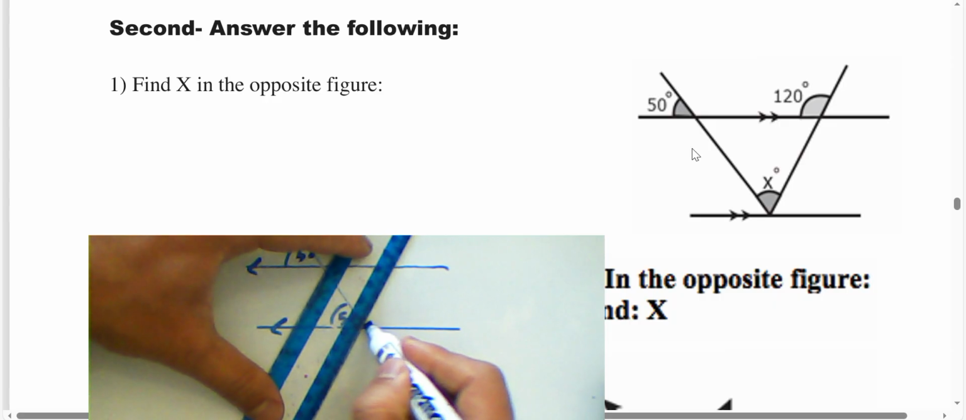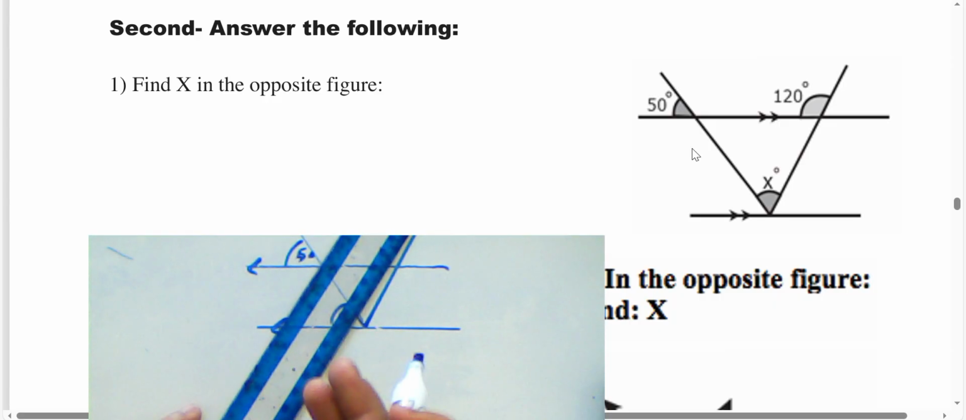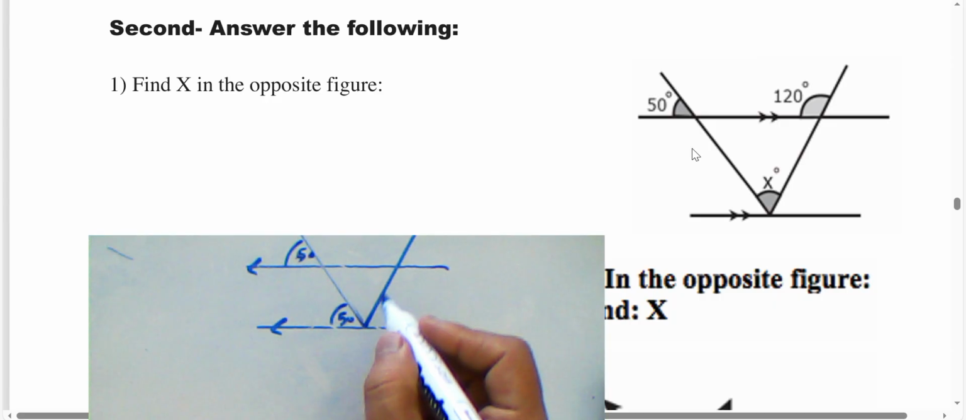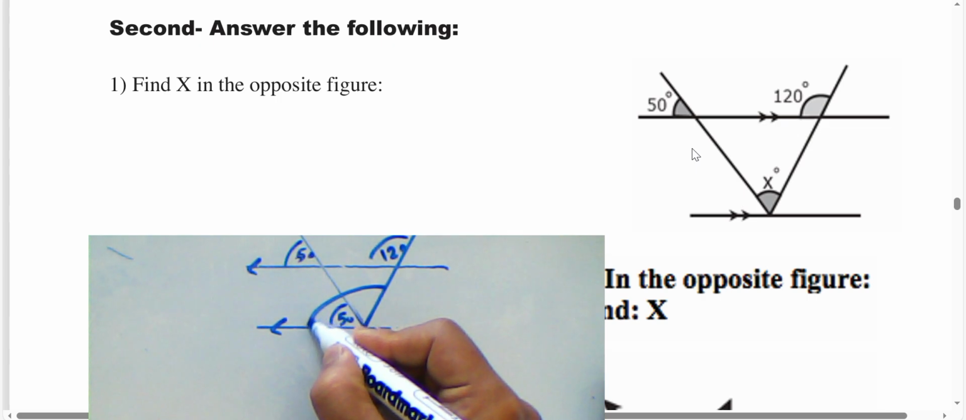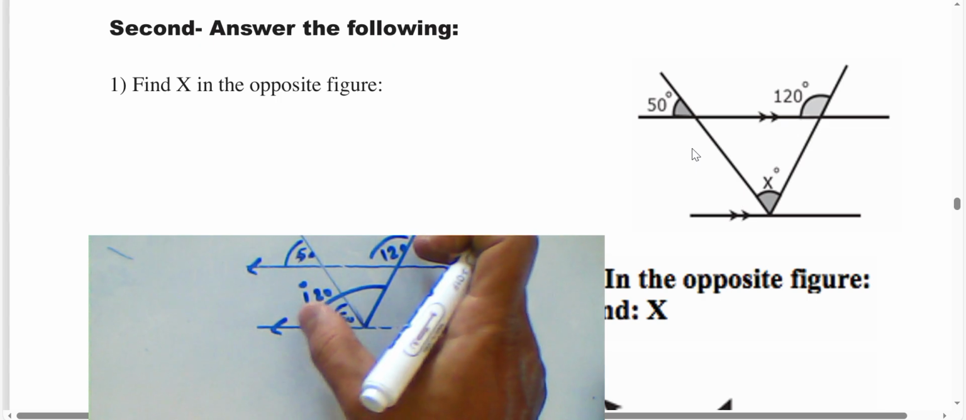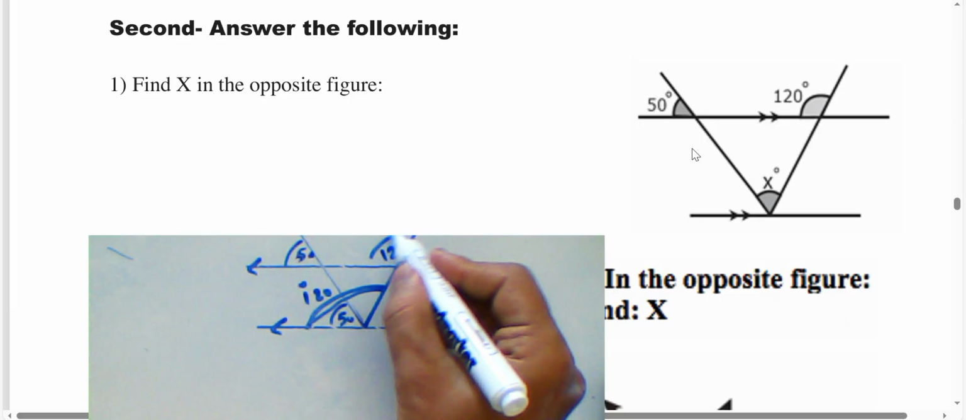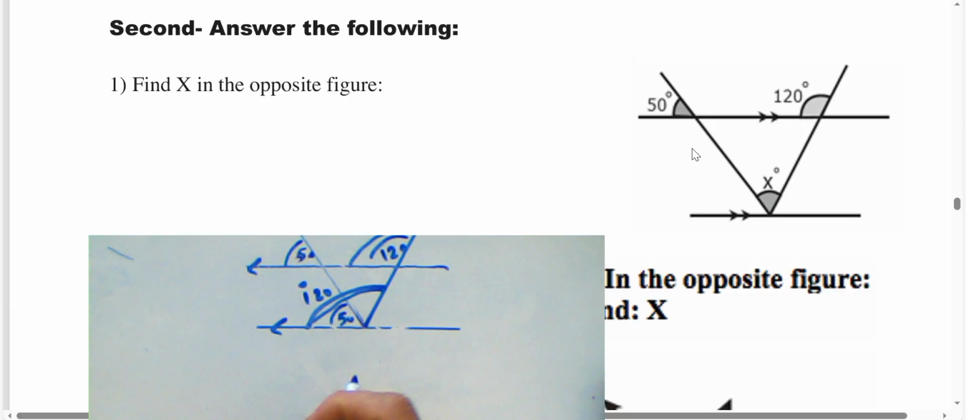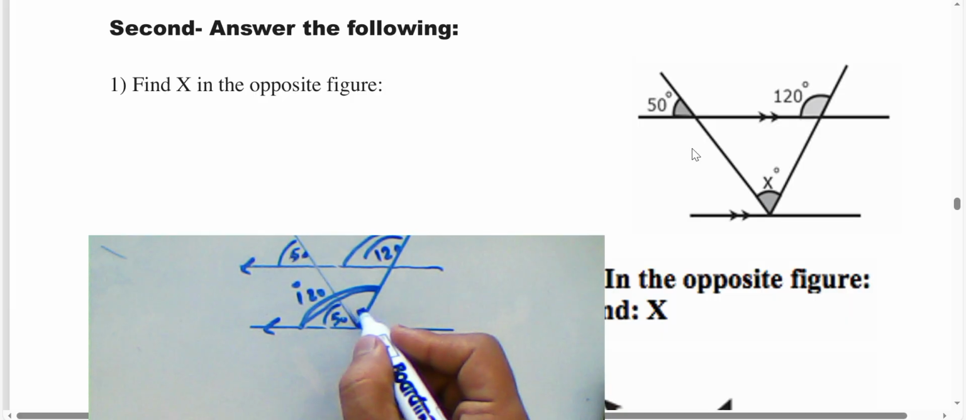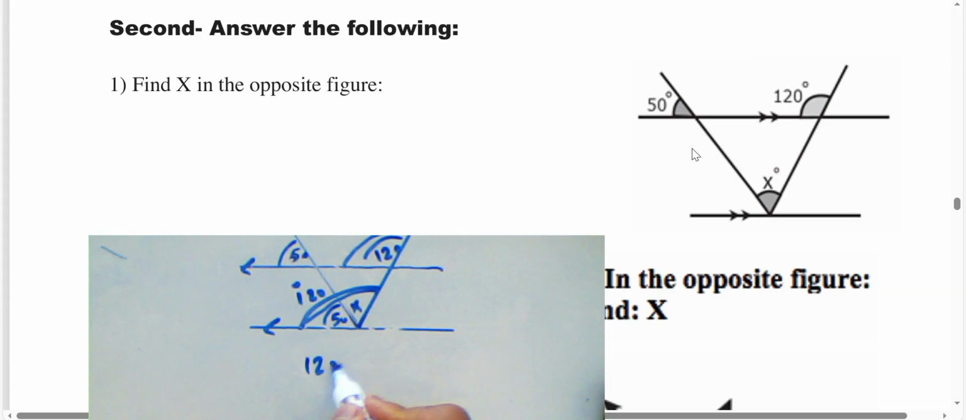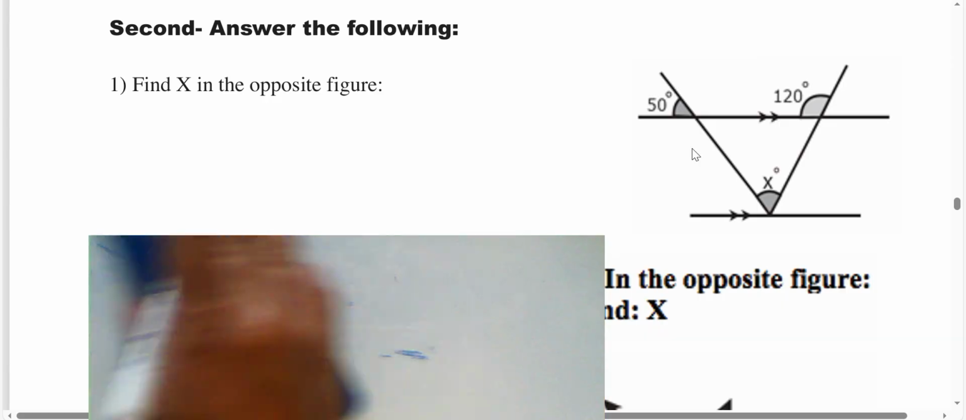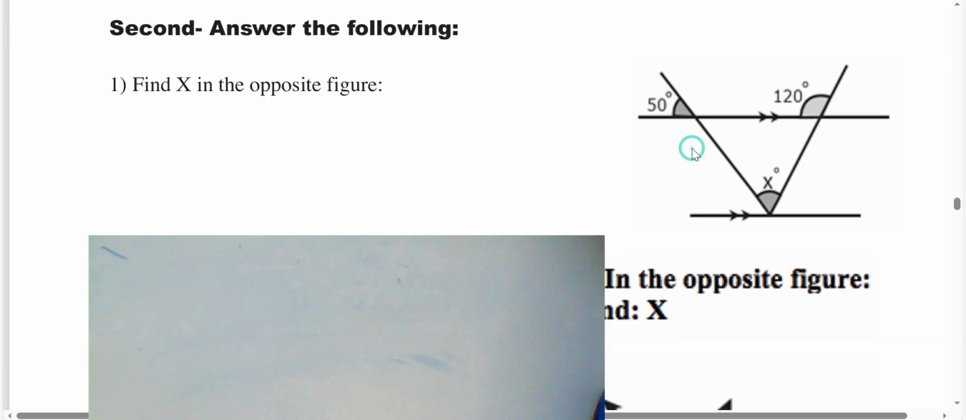We have another line like this, cutting them also. Then this angle was 120 degrees, so this angle will be 120 degrees, also corresponding angles. This angle equals 120. We can find the measure of angle x here by finding the difference between 120 and 50. The difference between them equals 70 degrees, then the measure of angle x will be 70 degrees.